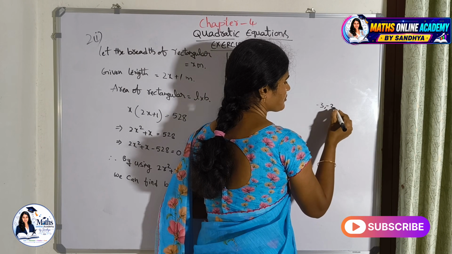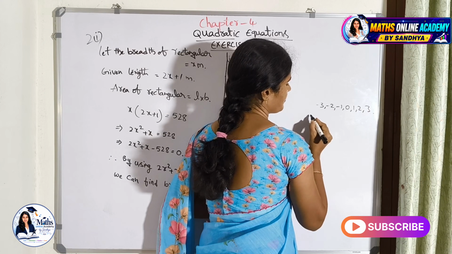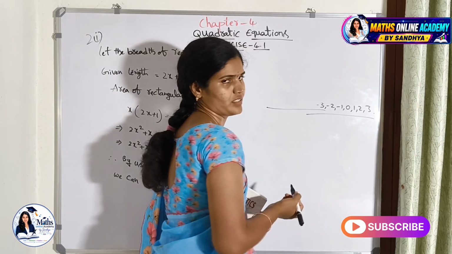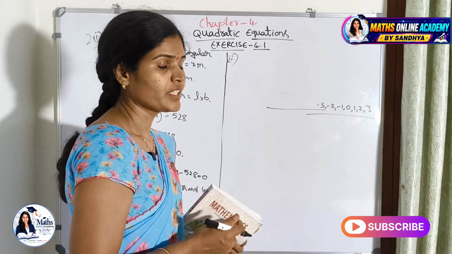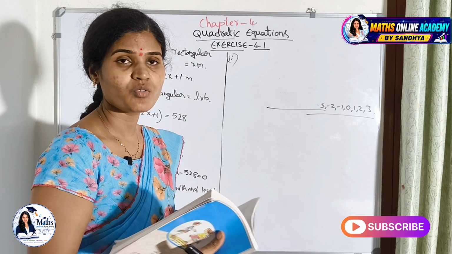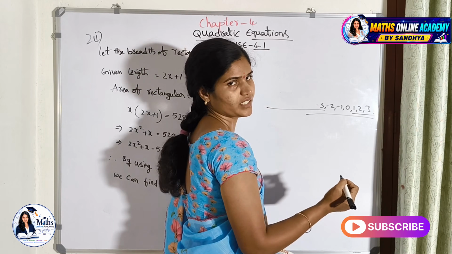Minus 3, minus 2, minus 1, 0, 1, 2, 3. These are the integers. These are negative integers. These are the positive integers. Here one condition is consecutive positive integers. Positive integers means from here: 0, 1, 2, 3.